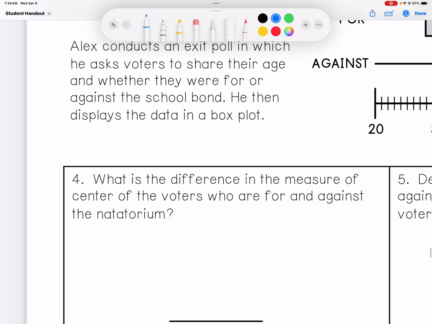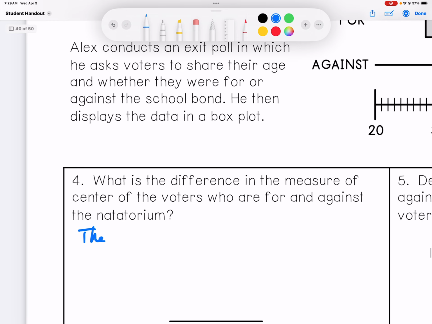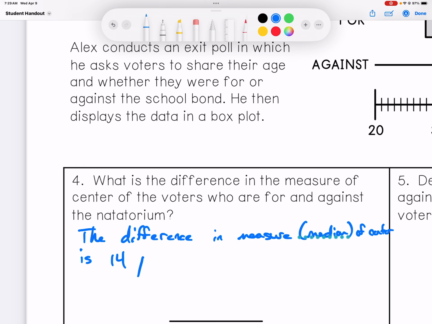So the difference in measure, AKA median, is, measure of center, my bad, is 14 years.